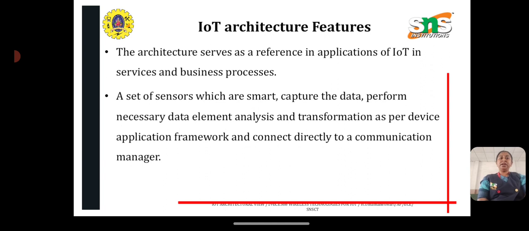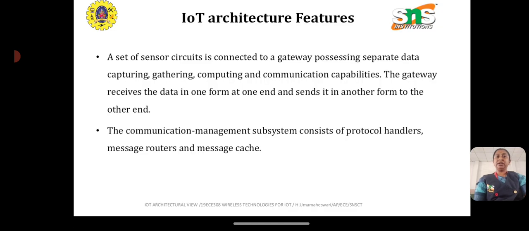The IoT architectural features are as follows. It serves as a reference for the applications of IoT in services and the business process model. A set of smart sensors captures the data, performs the necessary data element analysis and transformation as per the device application framework, and connects directly to the communication manager. These are the features of the IoT architecture.